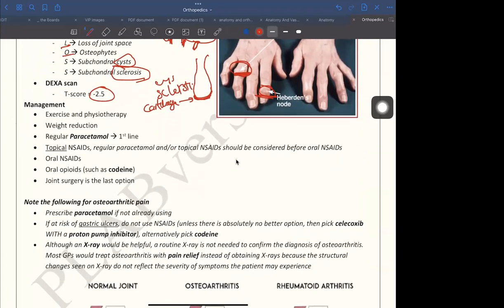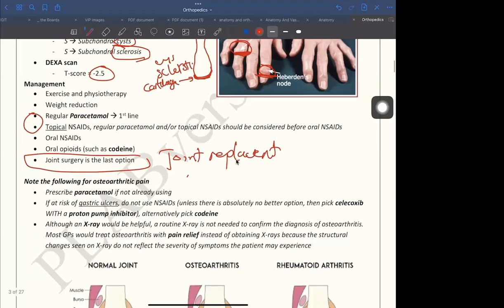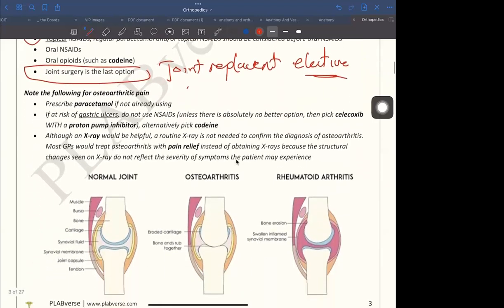So the management is basically physiotherapy and decrease in body weight, and some painkillers for them, like paracetamol, or topical NSAIDs as well. Basically you're supporting the patient with some kind of pain management, all right? The last resort here is you might do joint replacement, basically like hip replacement or knee replacement, since they are the commonest sites. And this procedure or operation is done on elective basis. It's not an urgent procedure, okay?